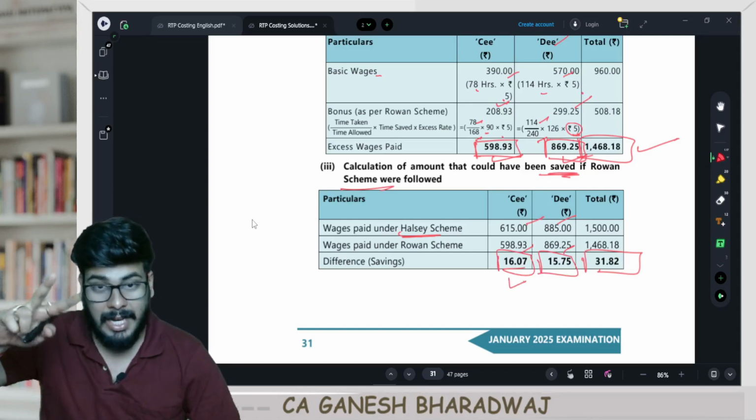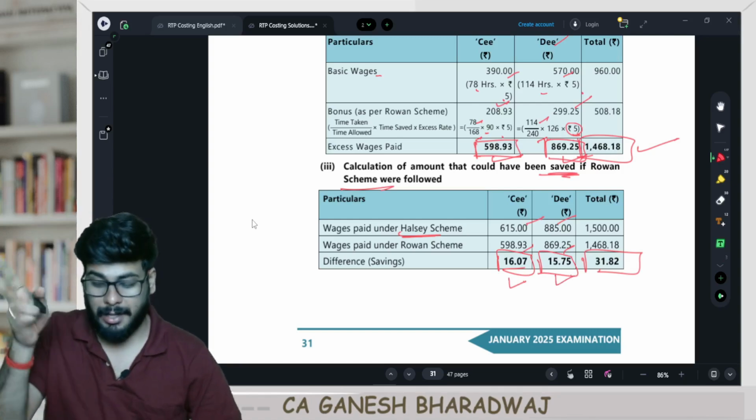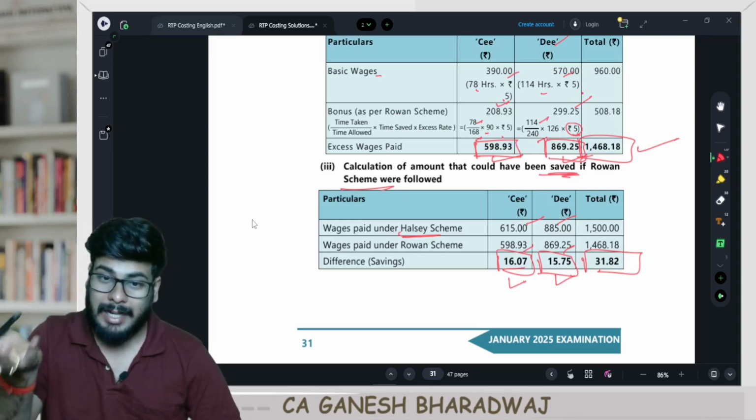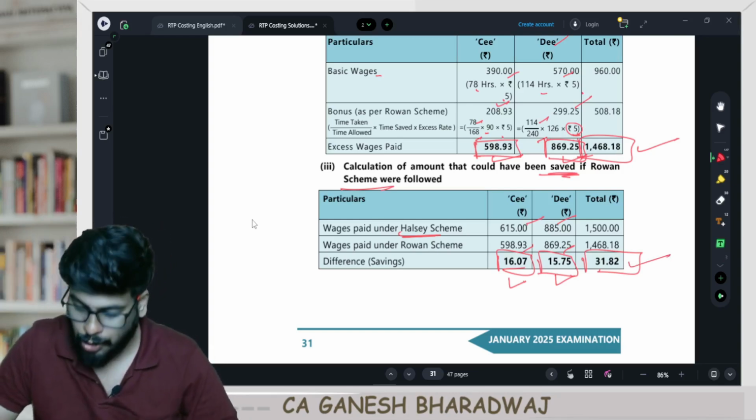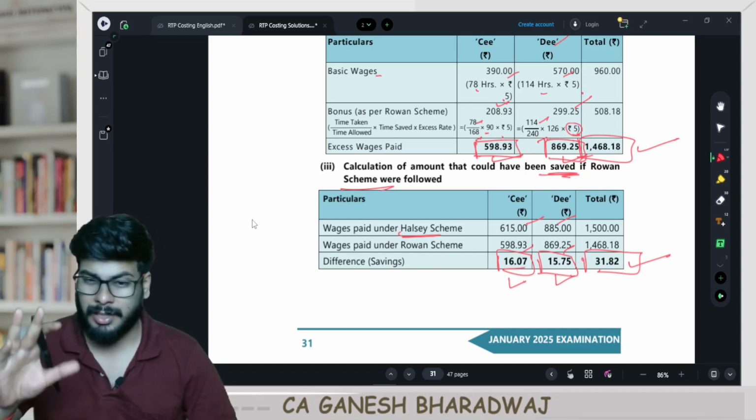They are paying more, relatively more, right? And 15.75 rupees they are paying relatively more under Rowan. Or in other words, I can say they have made a mistake. At least that mistake could have been saved by a total of 31.82 rupees had Rowan approach been followed. This is what they have asked.